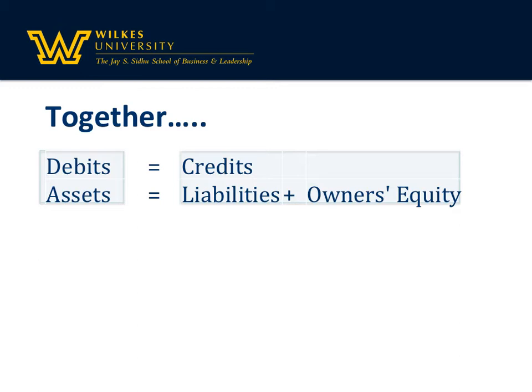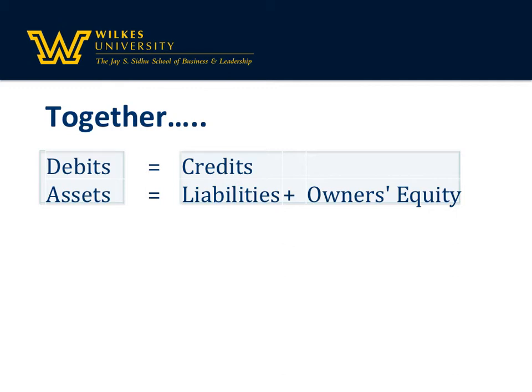Assets normally have debit accounts. Their balance is a debit. If you want to increase them, you're going to debit the asset to increase it. Liabilities and owner's equity have a credit balance. If you want to increase your liability, you're going to credit it. If you want to increase owner's equity, you're going to credit it.